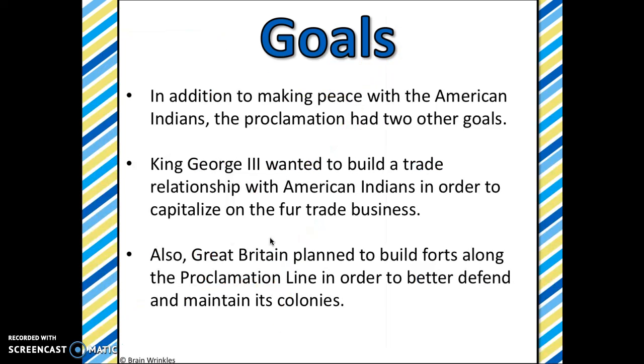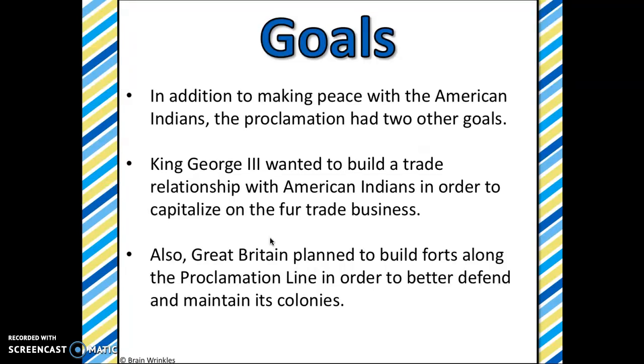In addition to making peace with the American Indians, the proclamation had two other goals. They wanted to make peace. They didn't want any more fighting because they couldn't afford another fight. But King George III wanted to build a trade relationship with American Indians in order to capitalize on the fur trade business. So he wanted to make some money. Remember, philanthropy, economics, defense.